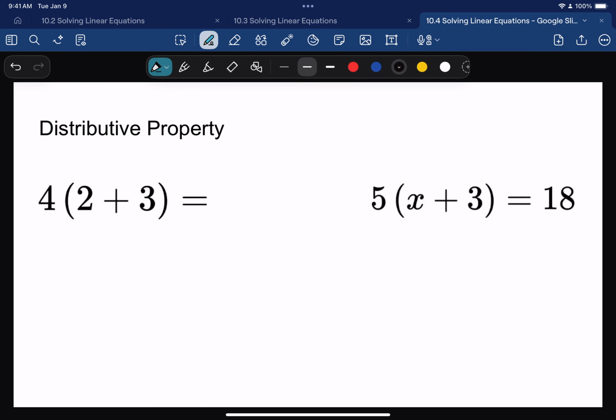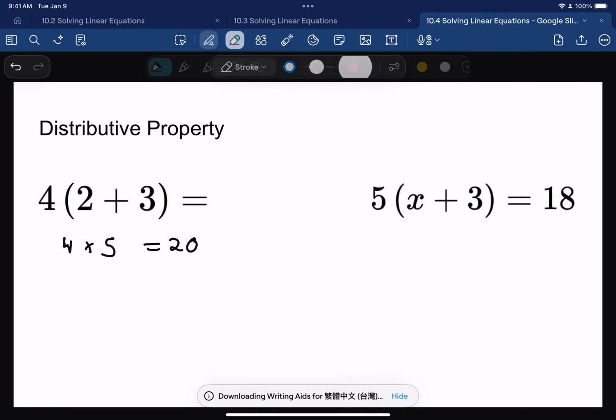So how the distributive property works is, with this first equation here, I didn't put a variable in. So that's all numbers, 4 bracket 2 plus 3. If we were to just solve this normally, we would say 2 plus 3 is 5, and then 4 times 5, because the 4 is out here, is 20. 4 times 5 is 20.